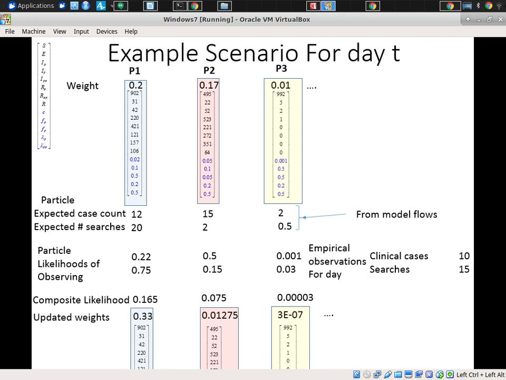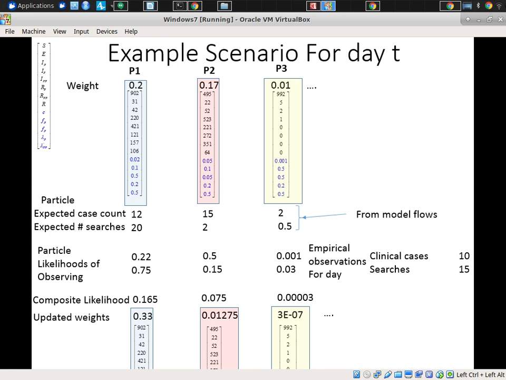So ladies and gentlemen, here we have the likelihood that this particle, based on the expected number of searches and case counts, would, based on the expected case count, what's the likelihood we'd observe that clinical case count, and we put in that probability. And we do that for every particle separately. Why separately? Because every particle has a different expected case count. And so we ask, what's the probability that we'll observe that? And this should obviously be less than 0.22, but get my drift.